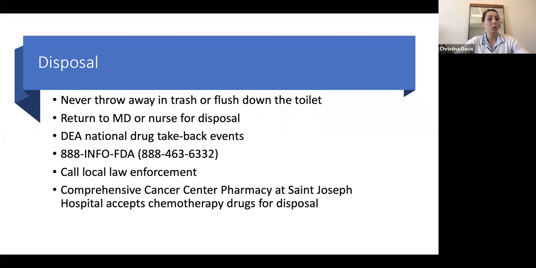I have been told that here in Denver, The Comprehensive Cancer Center Pharmacy at St. Joe's accepts chemotherapy drugs. I have not personally sent anyone there, but that is what I'm told.